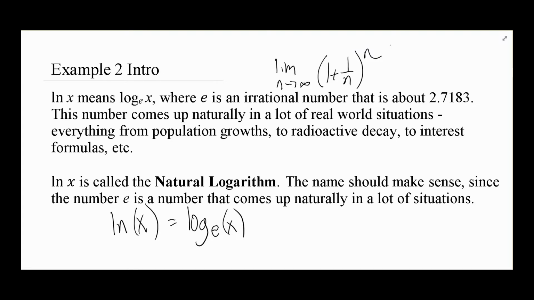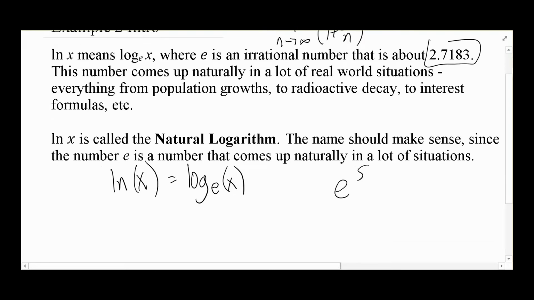It's not important that you understand that. But what is important to know is that this number comes up in a lot of natural, real-world situations, in a lot of places in nature where things are growing at some sort of exponential growth. So this happens in radioactive decay, interest formulas, in lots of places where we let an n value go to infinity. So this number comes up a lot, but it is just a number. So if I asked you for e to the 5th power, you could actually calculate that because e is just a number. Your calculator has an e button on it as well.